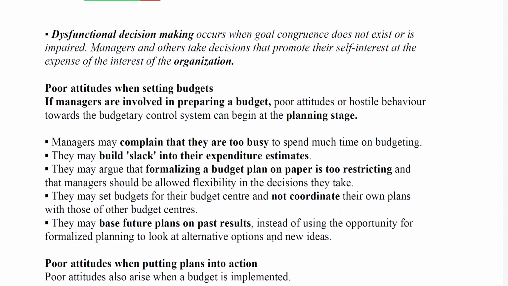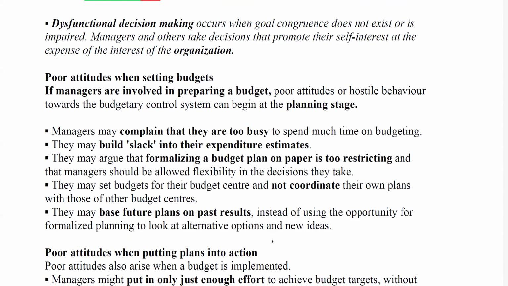So what is the next thing? Dysfunctional decision making. Now, dysfunctional decision-making occurs when goal congruence does not exist or is impaired. So managers and others take decisions that promote their self-interest at the expense of the interest of the organization. That is what we call dysfunctional decision-making.